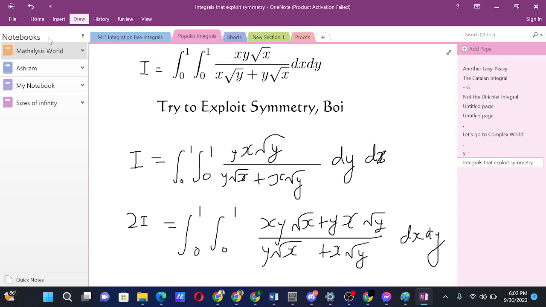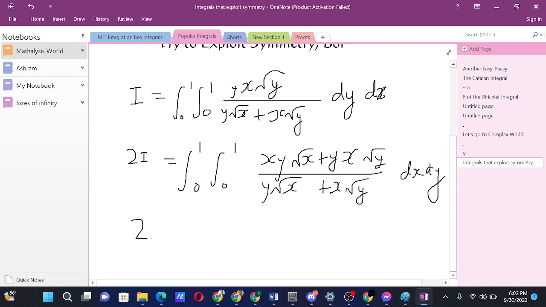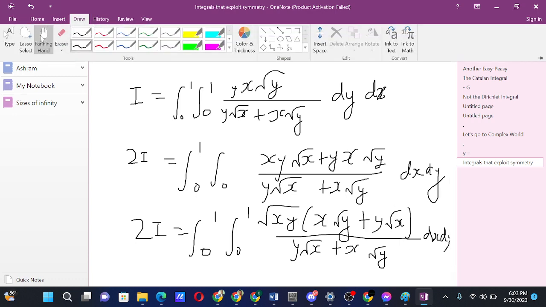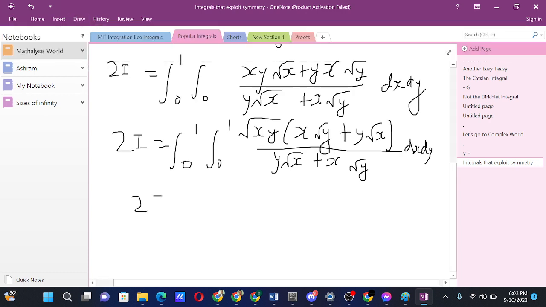Now I guess this one is not that hard. What we can do is take root xy common, and that gives us x root y and y root x in the numerator, and that's what we have in the denominator too, y root x plus x root y, then dx dy. Now we can cancel these two, and then we get 2I equals the integral from 0 to 1, integral from 0 to 1 root xy dx dy.